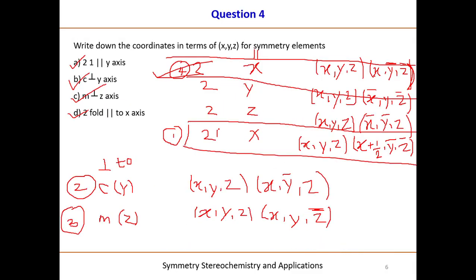So the next question was question number 4. Write down the coordinates in terms of x, y, z for the symmetry elements. So here we have to write the coordinates in terms of x, y, z. For A, that is 2, 1 parallel to y axis, we have written here 2, 1. Sorry, we have written here for x axis. I made a mistake here.